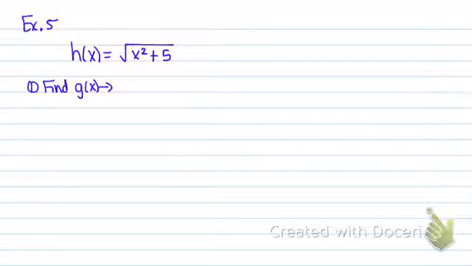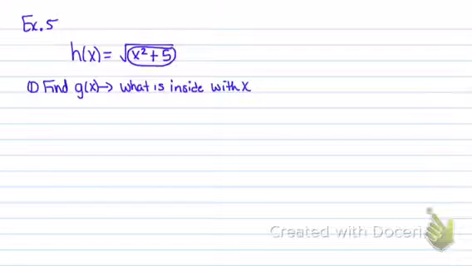And how to do that is you're going to find what is inside with x. Okay, now there's more than one answer here, so I'm just going to show you what's usually the easiest way. So what is inside with x? Do you see where x is? What else is in there? The x squared plus 5. So let's let g of x equal x squared plus 5. So there's one of them.